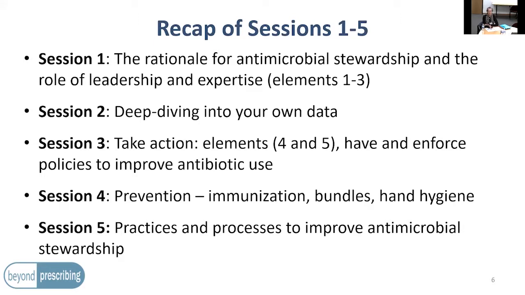Just to look at what we've done in the past and how it relates today, we talked a bit about data collection in session 2, and then about things you can do to improve antibiotic use through policies in session 3, and then practices and processes to improve stewardship in session 5. But today we're going to talk about pulling together that data into reports that you can share with each other and with your prescribers, and how to do that. So we have quite a lot of tools to show you today. So bear with us while we bring up the tools.